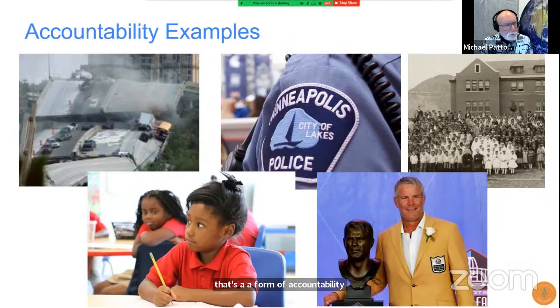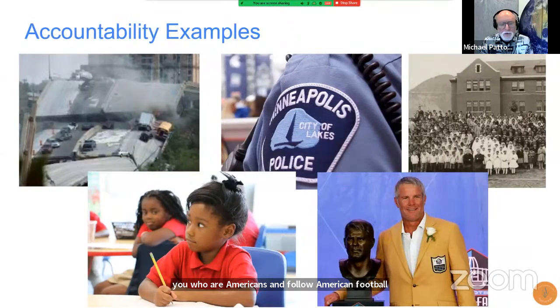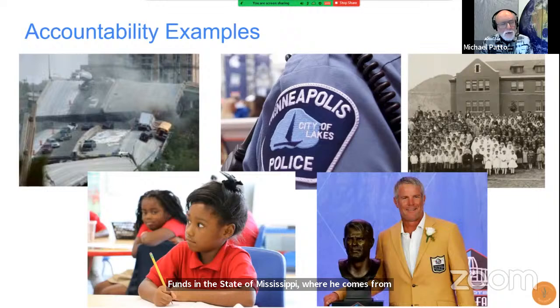The final example we'd pull up in the news, for those of you who are Americans and follow American football: Brett Favre, one of the famous all-star quarterbacks of the United States, is part of an investigation of the misuse of human services funds in the state of Mississippi, where he comes from. Millions of dollars misused. When I began evaluation, I actually was kind of negative about accountability because it seemed to be all punishing and negative, and I wanted to do formative and improvement work.